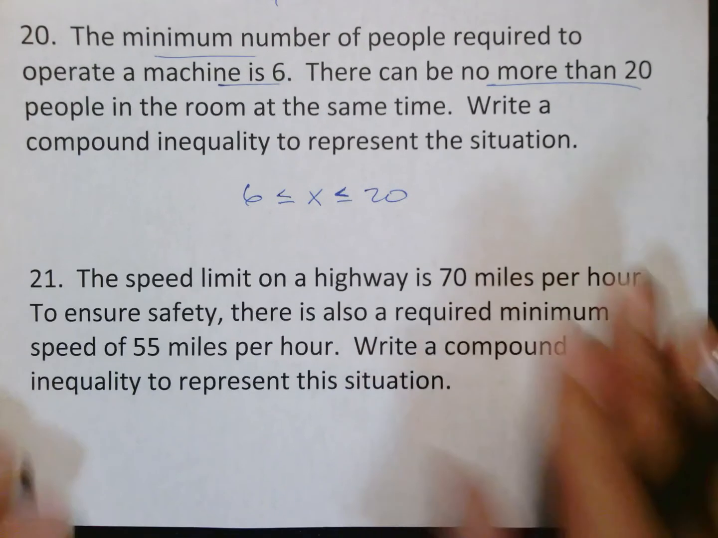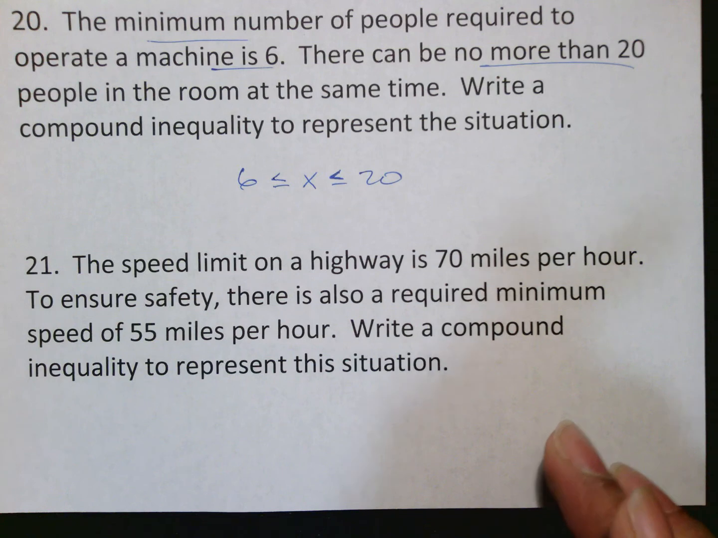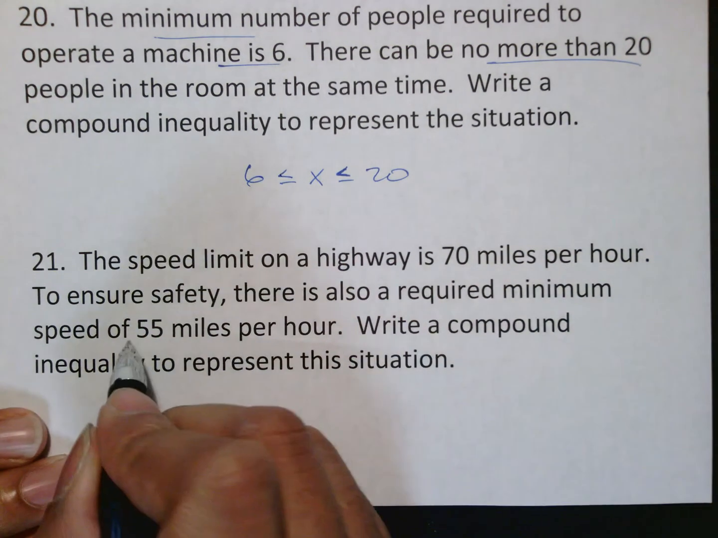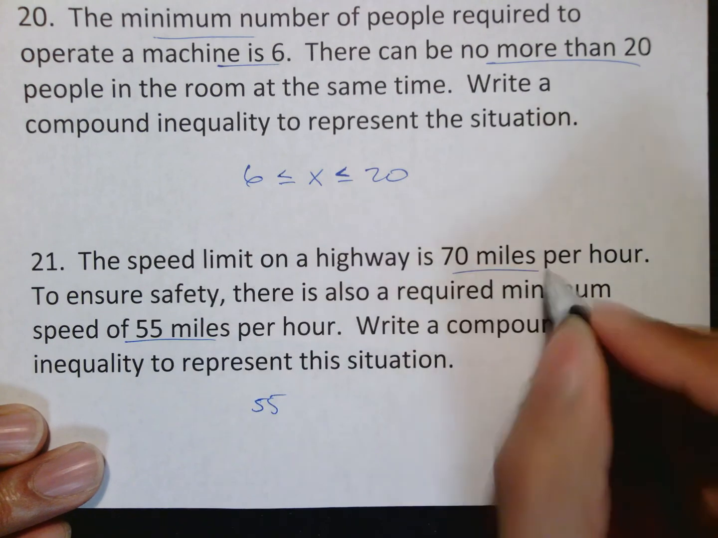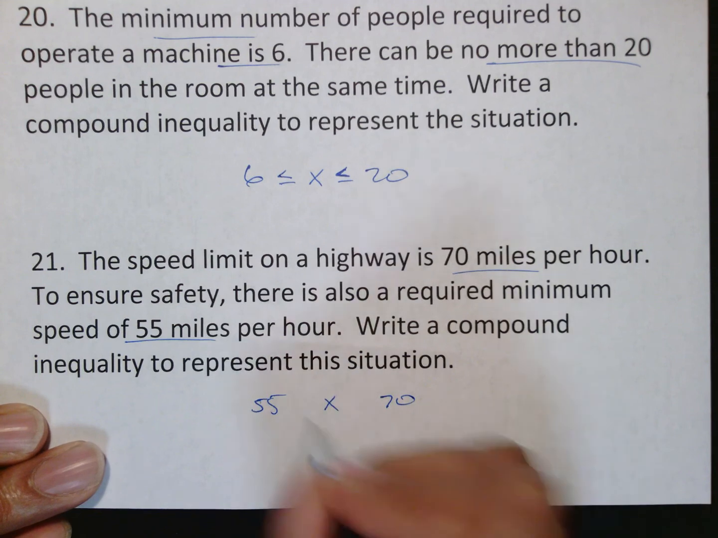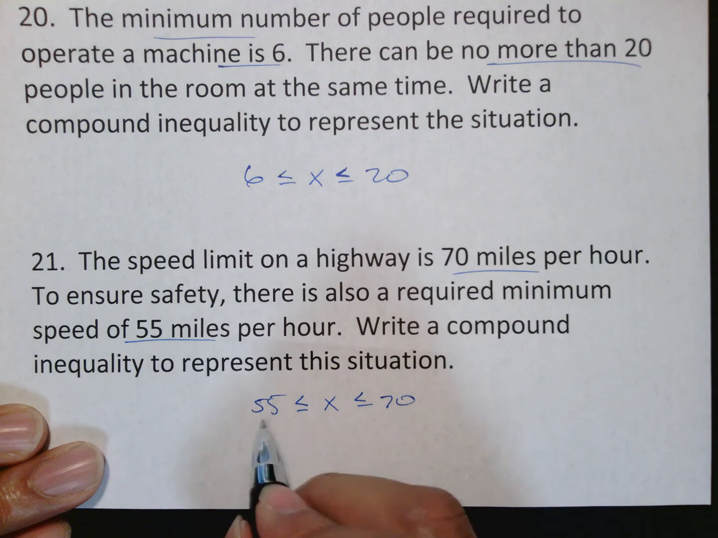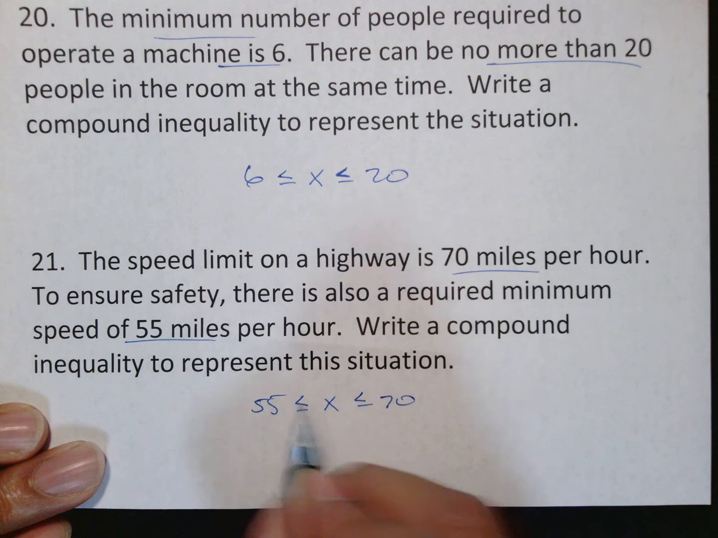And the last one, the speed limit on a highway is 70 miles per hour. To ensure safety, there's also a minimum speed of 55 miles per hour. Again, they want a compound inequality. Start with the lowest number. The lowest number is 55 miles per hour. The highest number is 70 miles per hour. Put X in the middle. And again, use the less than, which is the one that looks like an L, because you can go 55 miles per hour and you can go 70 miles per hour, but your speed should be between 55 and 70.